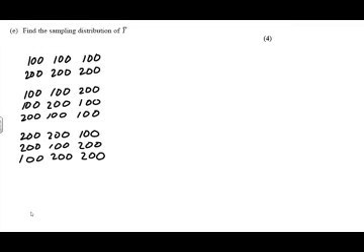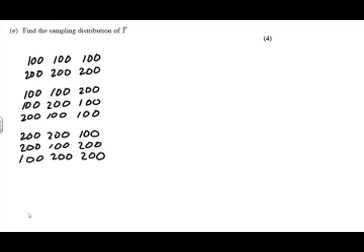Okay, and here's where we're going. Find the sampling distribution of Y bar. All right, so there I know that it's the mean. I already have all of the possible samples from the previous part of the question. I'm going to go ahead and find all of the possible probabilities, all of the matching mean values, and then combine them into the sampling distribution.